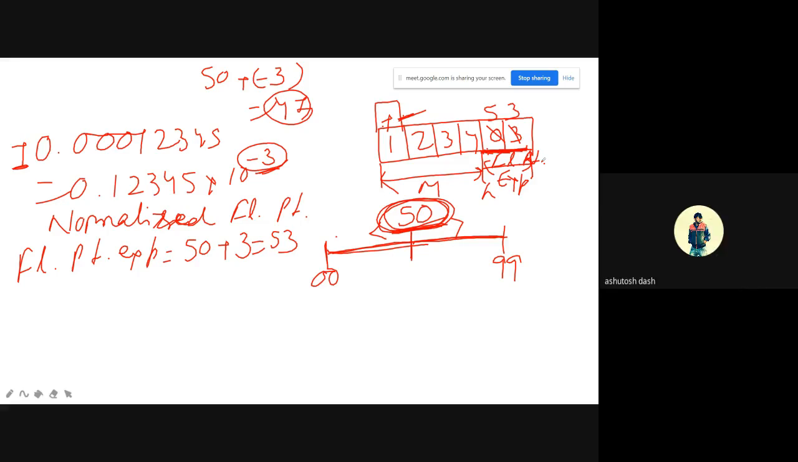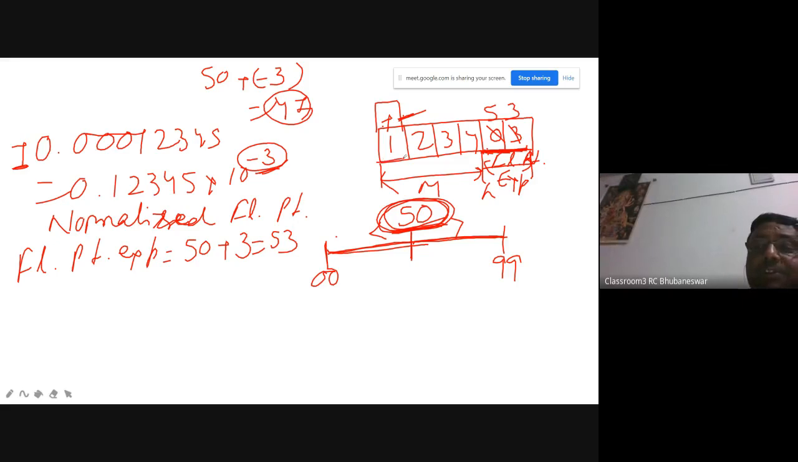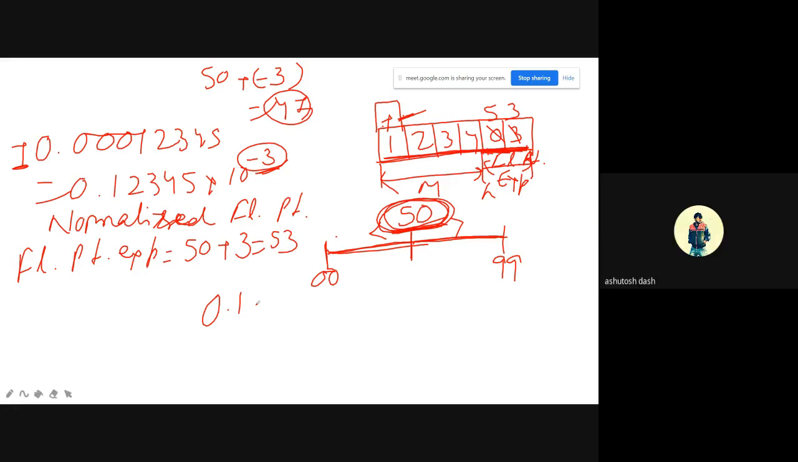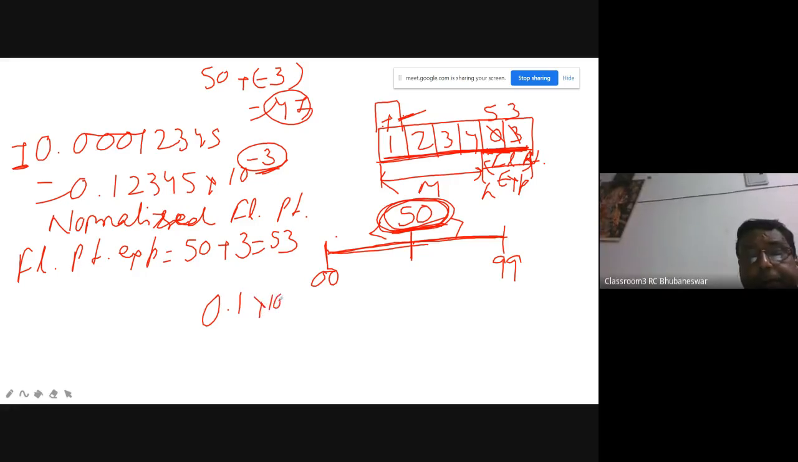So if we store within this value, what is the range now? The minimum is 0.1, because in the mantissa part, there should not be 0 after the decimal point. So what should be the minimum? The minimum should be 0.1 into 10 to the power minus 50, because 50 minus 50 will be 0. This is the minimum value.